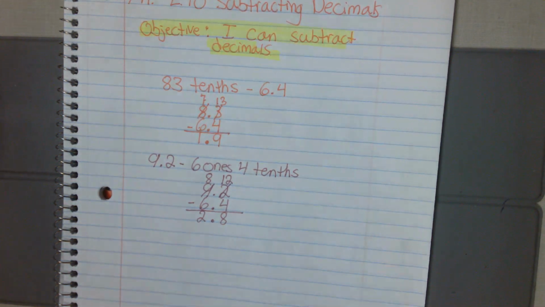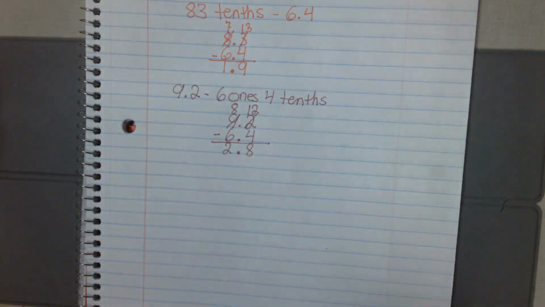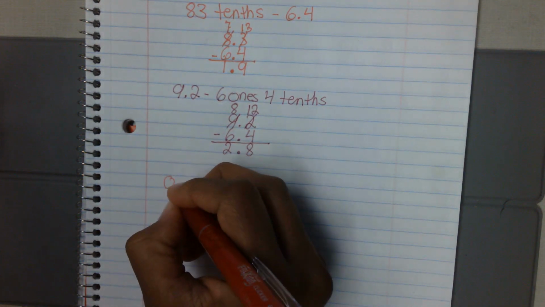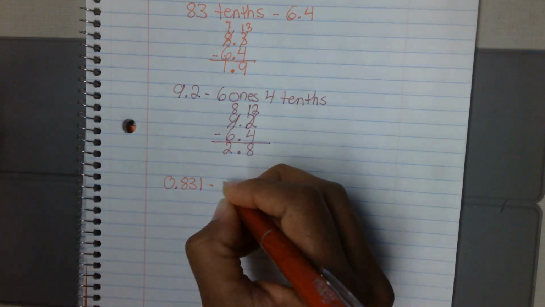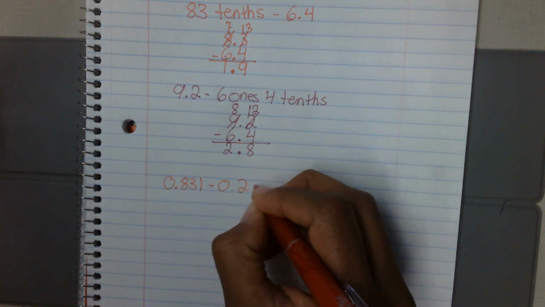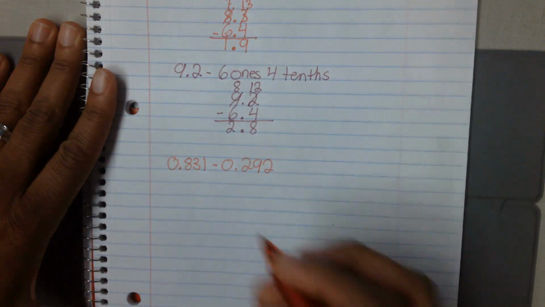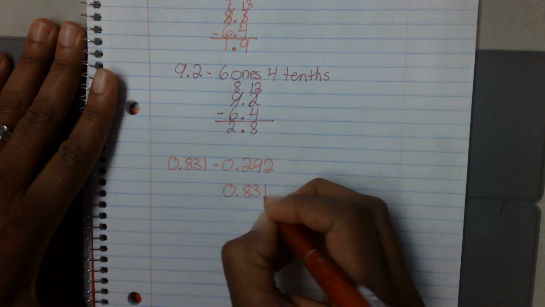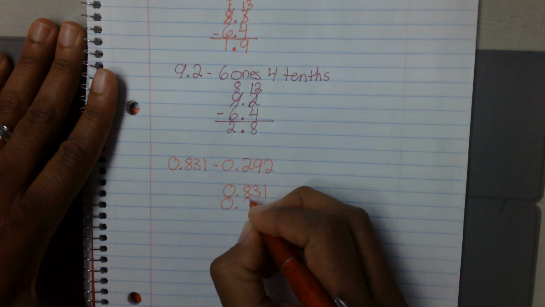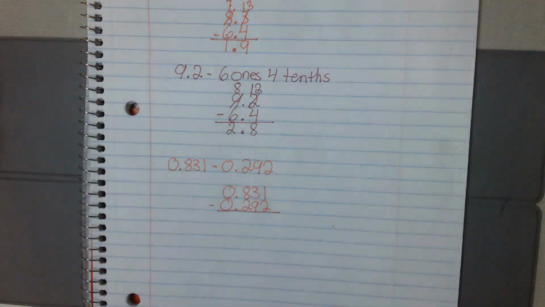Okay, let's try some using just the standard number. So if the number was 0, let's see, 831 thousandths minus 292 thousandths. It's already in standard form. So again, we just are going to stack it up. Start with the first number. That goes on top. The second number goes on the bottom, always. That is your biggest thing you need to remember, and your subtraction sign.